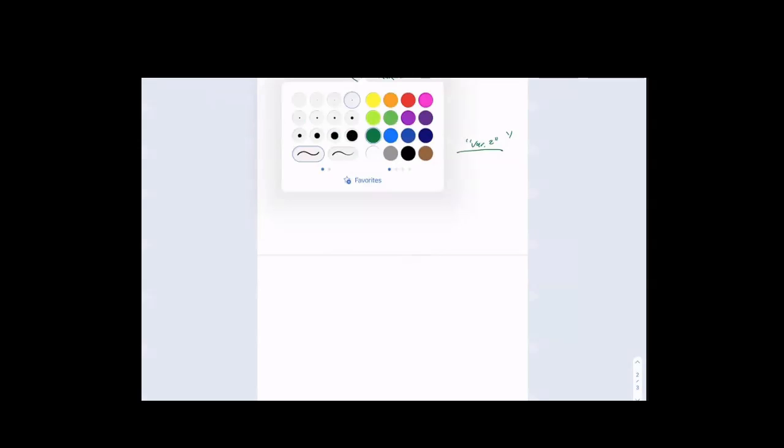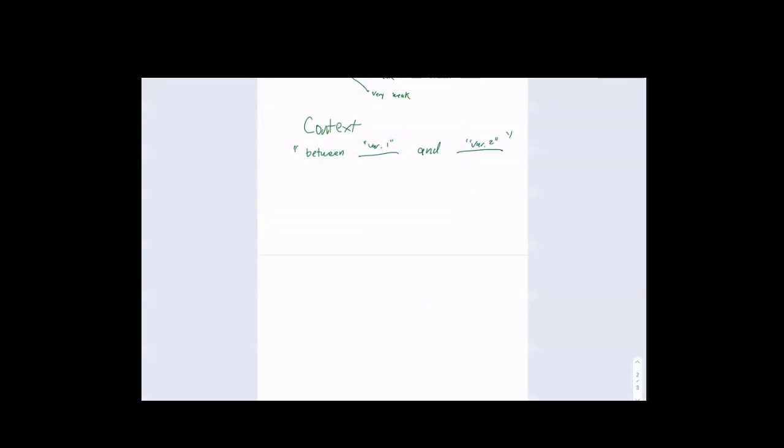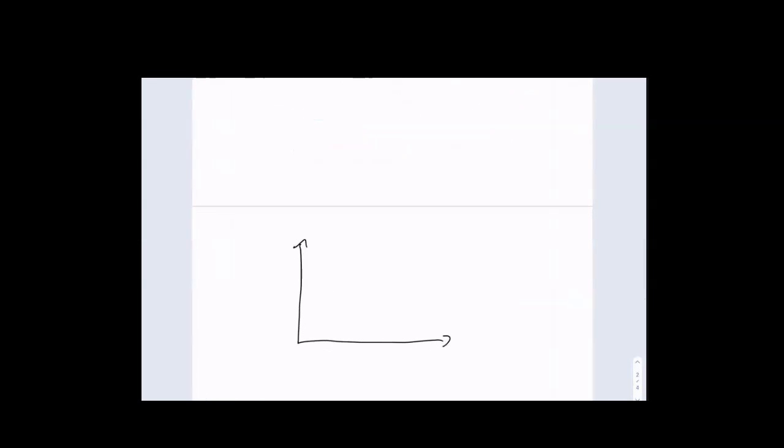So let's say we were given this. You were given the following scatter plot. Plot does not have an E.